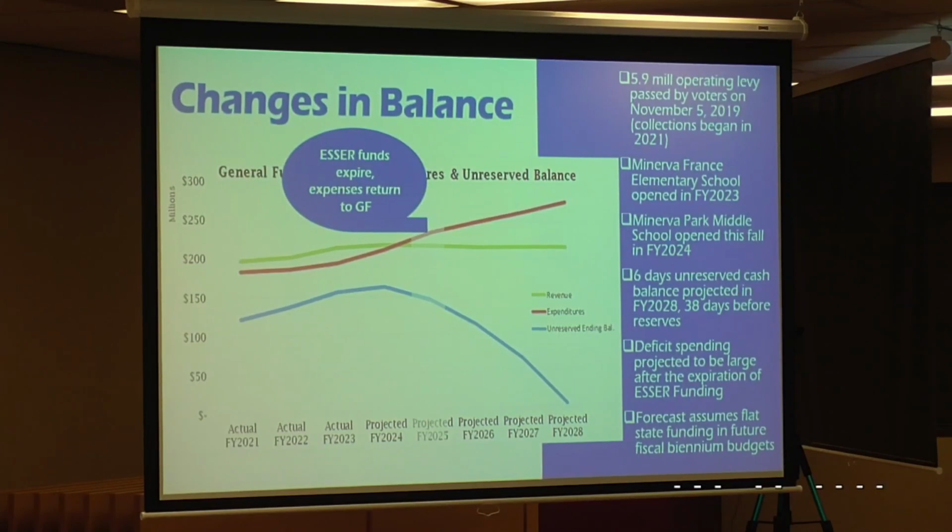Given the projected deficit, I am recommending that the board consider an operating levy by the fall of 2024, which would first collect in calendar year 2025, which would give us a half-year collections in fiscal year 25 and a full year collections in fiscal year 26. And so we have a whole work session planned to talk about those things.